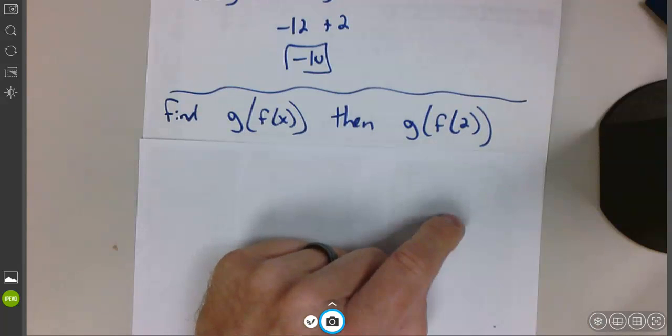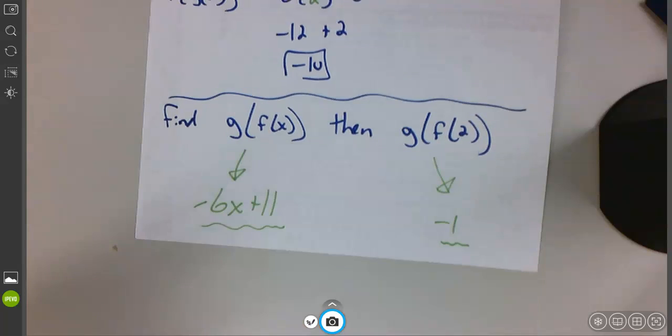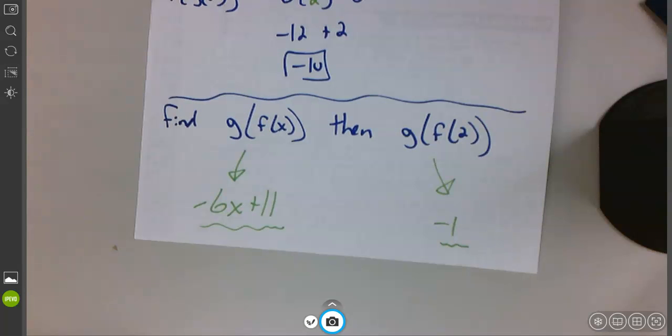We're back. There are the answers. Negative 6x plus 11. And then if you plugged a 2 into that function, you would get kicked out a negative 1. All right, almost done here. I can only record so many minutes. We almost got it. Let's try with a table.